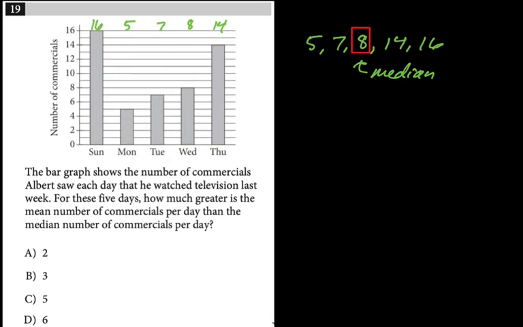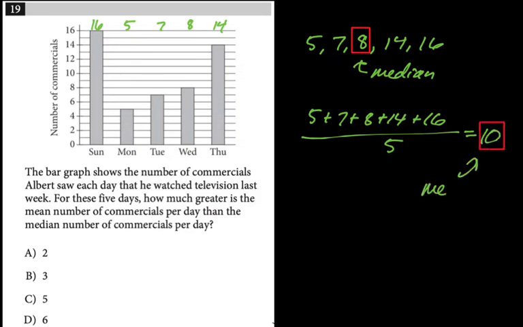We also need to know the mean. The mean, you just add them up and divide, right? So it's 5 total days, and we have to do 5 plus 7 plus 8 plus 14 plus 16. You should use a calculator on this, but I'm also pretty sure that you get 50 divided by 5. So I think you get 10 there. So that is the mean.